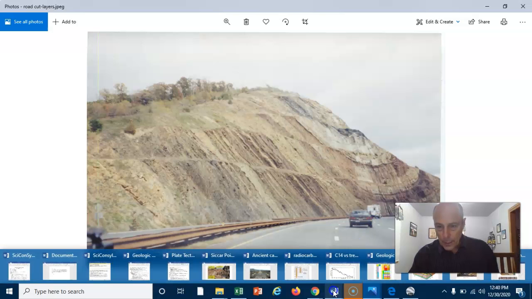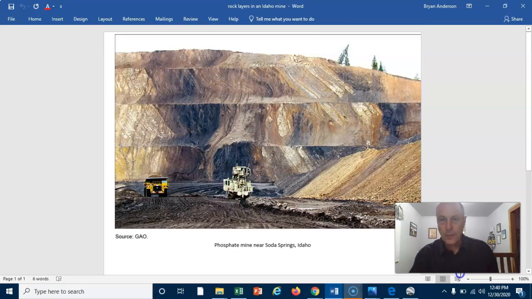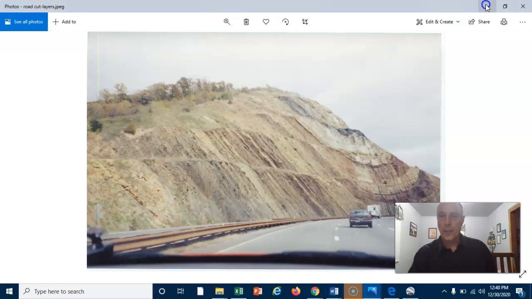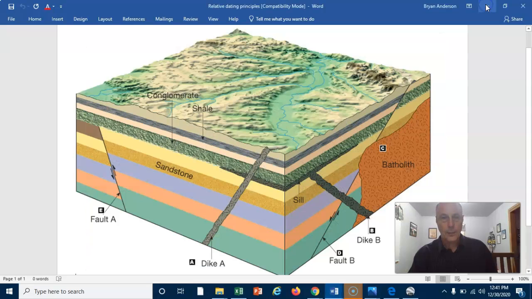If we go to another one here, we can see the extreme, where in this Idaho phosphate mine, some of these layers are actually tipped over backwards. Wow, look at that. So, extreme plate motion. But these are obviously disturbed rocks. And so in the principle of original horizontality, we're still going to make the assumption that all sediment, no matter what happened to it afterwards, was initially laid down horizontally.